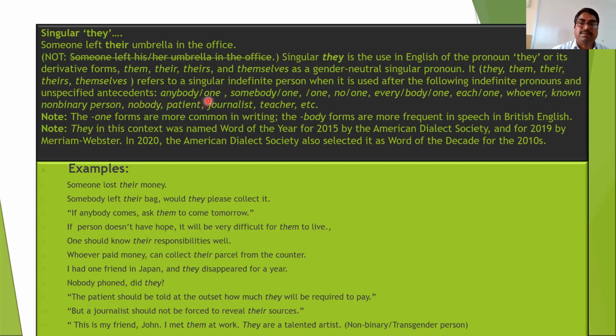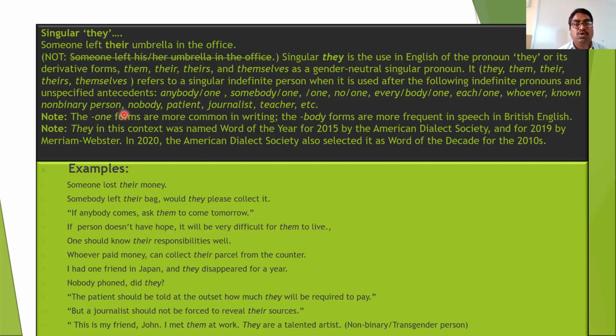So here is the list of some indefinite pronouns, and whenever these indefinite pronouns are used as a subject, then this singular they will follow. Anybody or anyone, somebody or someone, no one or nobody, everybody or everyone, each or each one, whoever, or unknown non-binary persons.